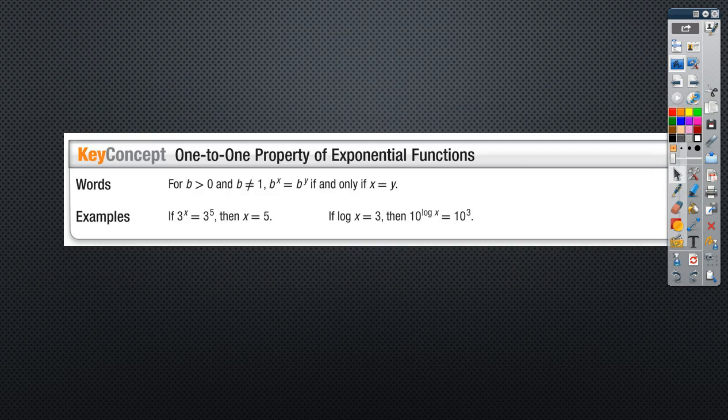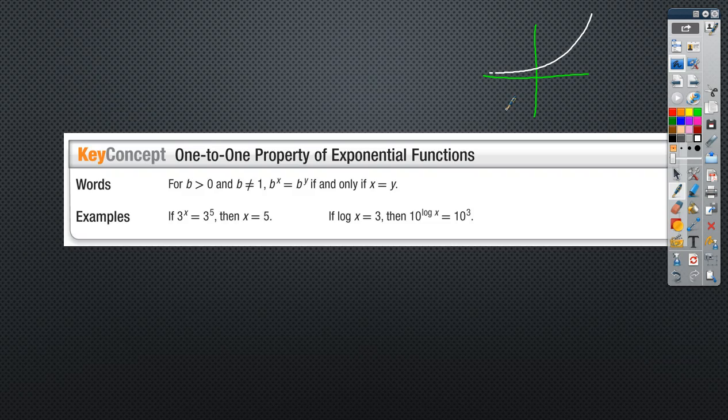One of our key concepts is why we can solve exponential equations. The reason is that an exponential function is a one-to-one function. What do I mean by that? On the graph of our exponential, it doesn't fold in on itself. It's not a U shape. For every one x value, it has one y value, and vice versa. For every one y value, it has one x value.